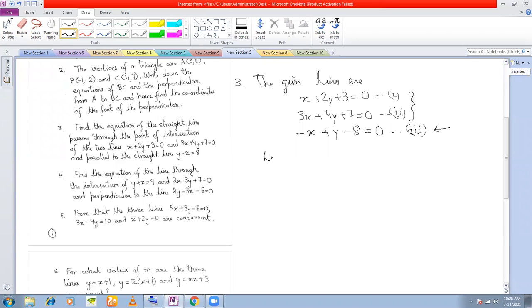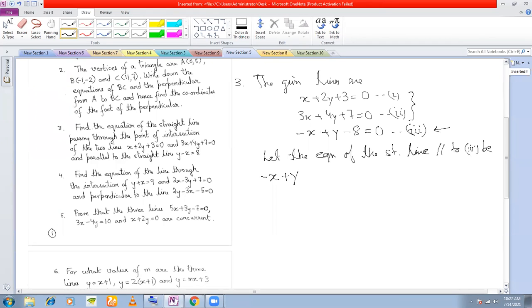So I start by saying let the equation of the straight line parallel to 3 be. Now you know that any equation of the parallel line will have the coefficient of x same, the coefficient of y same, but they will only differ in the constant. So let's take this as minus x plus y plus c1 is equal to 0. Now it passes through the point of intersection of 1 and 2, right?